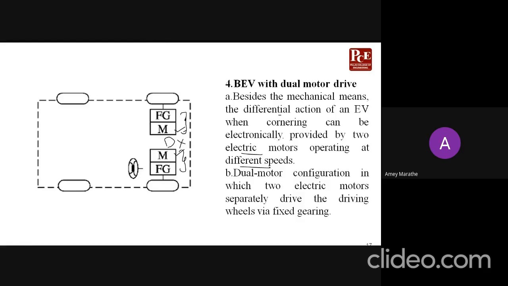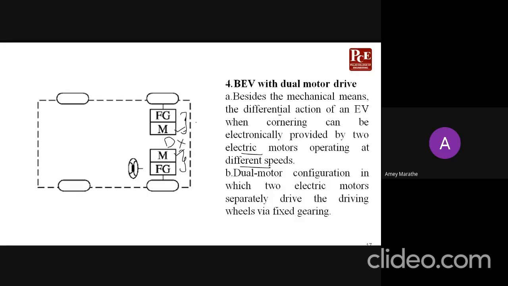Basically, the differential comes into the picture when we are taking a turn. Okay, so it will give different speeds to the inner and the outer wheels. That same thing can be achieved instead of by mechanical means, by electrical means. And how can we achieve it in terms of electric? By just splitting the drive. So we no longer require a differential now.